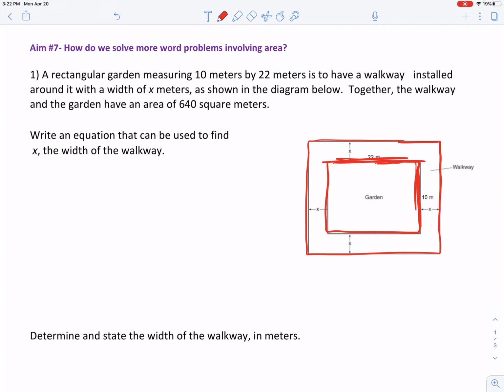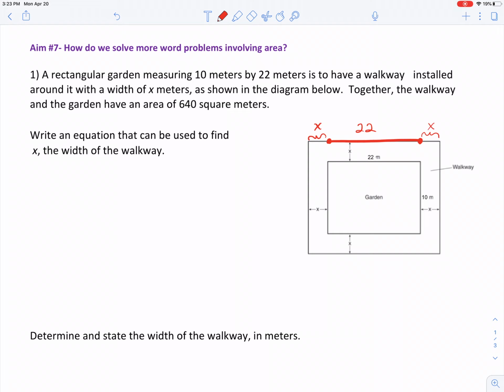So we know that this entire rectangle, including the walkway and the garden, has the area of 640. But we only know the dimensions of the small rectangle, being the 22 by 10. So now we have to figure out the dimensions of the rectangle with the walkway. So I break it down into 3 parts. This top dimension from here to here is 22. Then here on this side, it's going to be x units. And on this side, it's going to be x units.